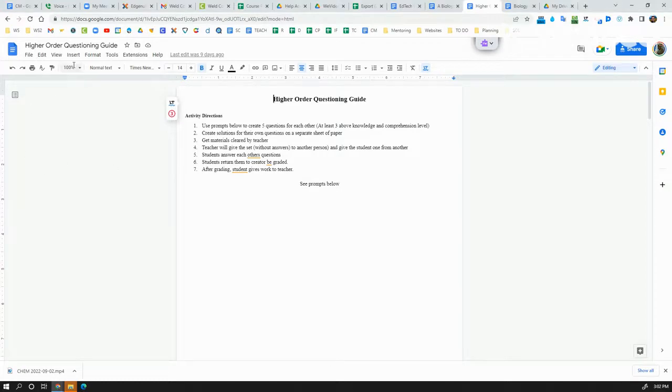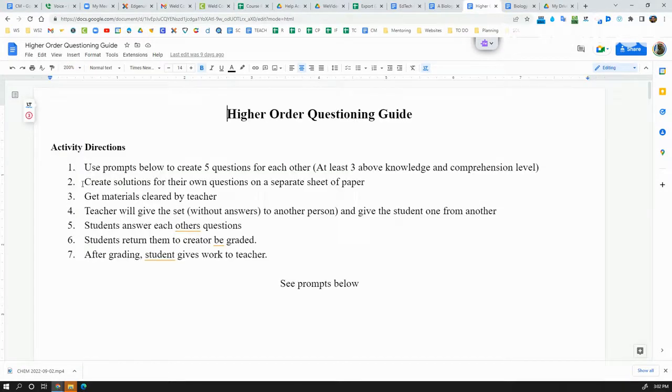Then you're also supposed to create your own solutions for the questions. In other words, you answer those questions in a separate place. Then you send those materials to your teacher, who then will give your questions to a different student. And then you trade questions. They do the same thing. They give you questions, you give them questions. And then you answer the questions that the other student prepared.